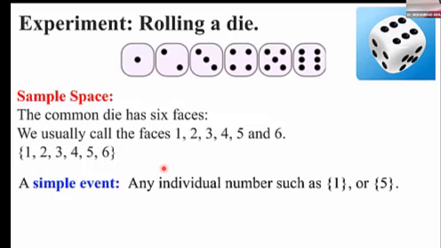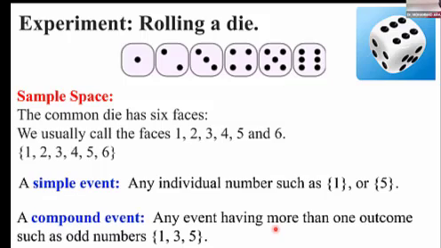A simple event is defined as any individual number. Pick a number, 1, 5, you name it. But a compound event is any event having more than one outcome. For example, we may be interested in odd numbers, which would be 1, 3, 5. So this is an experiment of rolling a die.